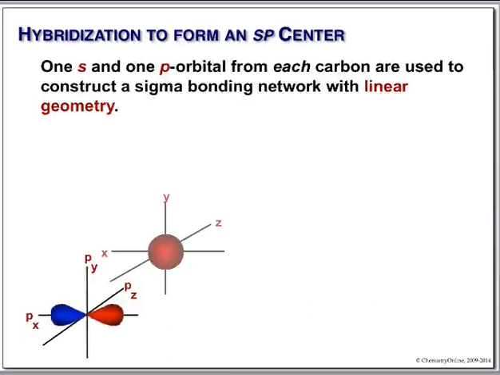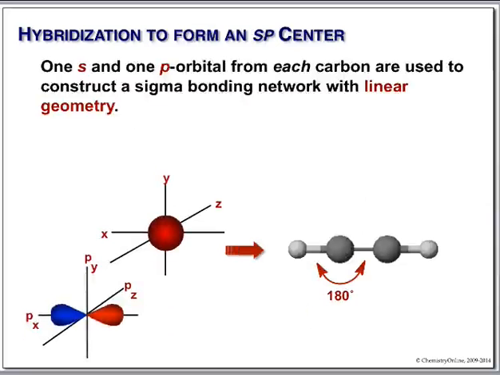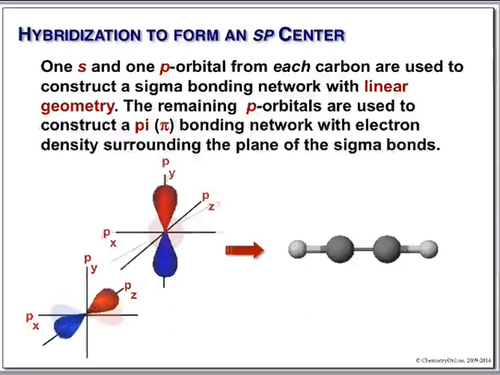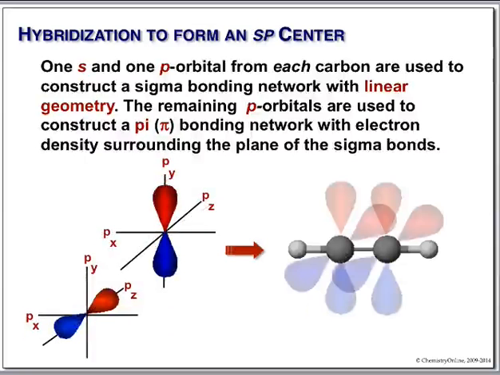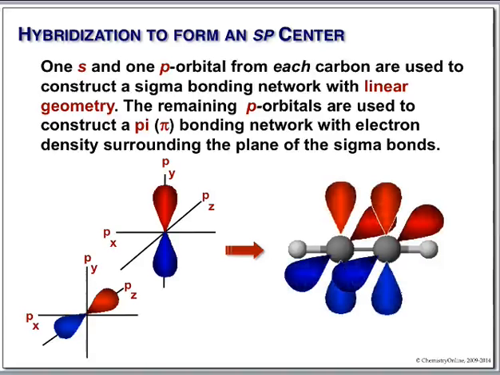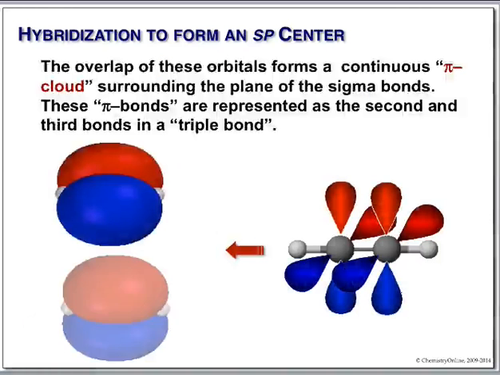In a little more detail, this is how we construct the thing. Our sigma network comes from 1s and 1p. We have 2 bonds, therefore valence shell electron pair repulsion would predict that we would have linear geometry. Again, we have 2 p orbitals left over. One pair on each carbon, and these guys overlap very nicely to form molecular orbitals either above and below or on the side of the sigma network.